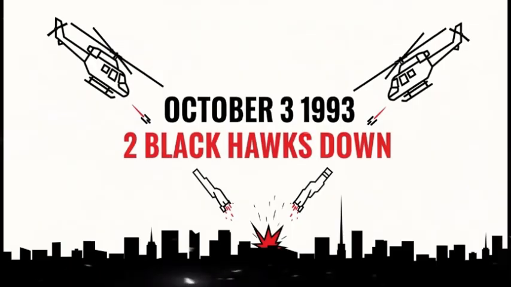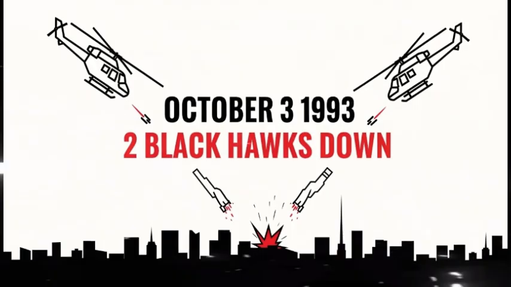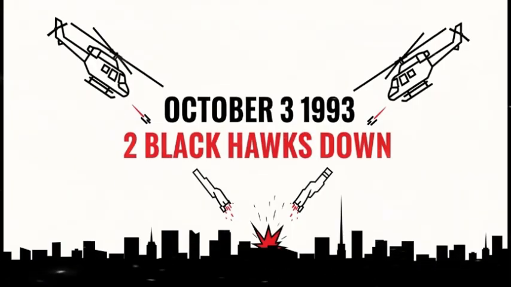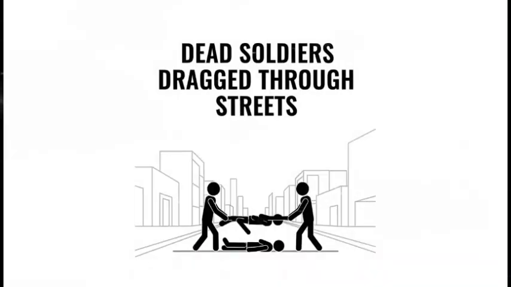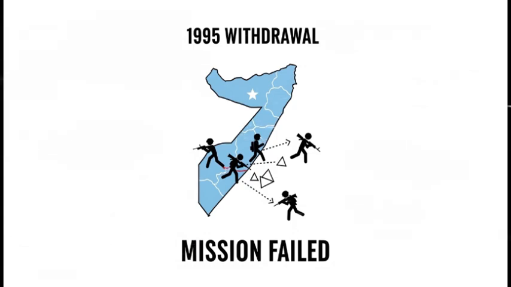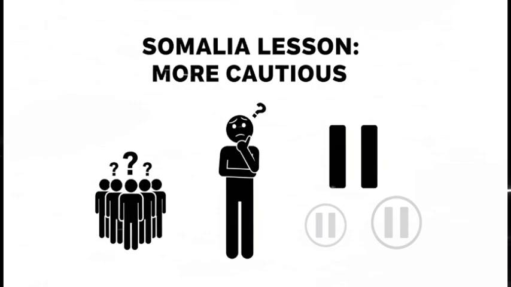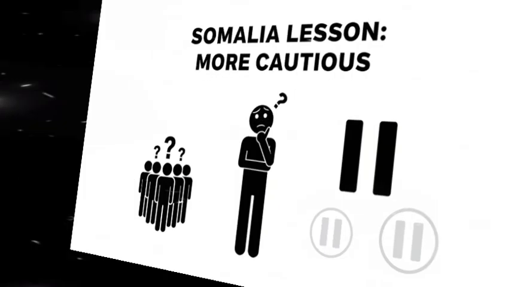On October 3, 1993, a raid in Mogadishu went wrong. 2 Black Hawk helicopters were shot down. American soldiers were pinned down in the city for hours. 18 Americans were killed. Over 500 Somalis died in the fighting. The images of dead American soldiers being dragged through the streets shocked the country. American forces withdrew from Somalia in 1995. The mission was considered a failure, and it made the United States more cautious about interventions in the future.